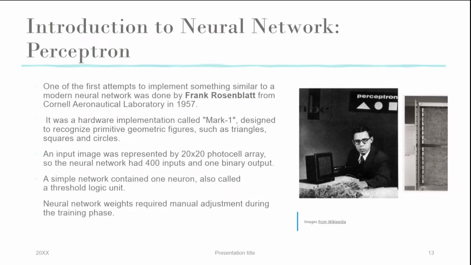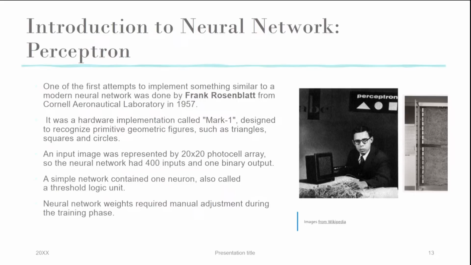This is one of the earliest neural networks. One of the first attempts to implement something similar to a modern neural network was done by Frank Rosenblatt from the Cornell Aeronautical Laboratory in 1957. It was a hardware implementation. He called it Mark 1. It was basically designed to recognize some primitive geometric shapes such as triangles, squares and rectangles, right?